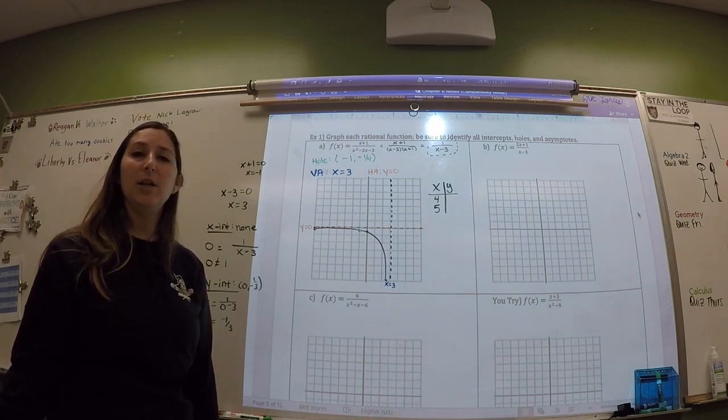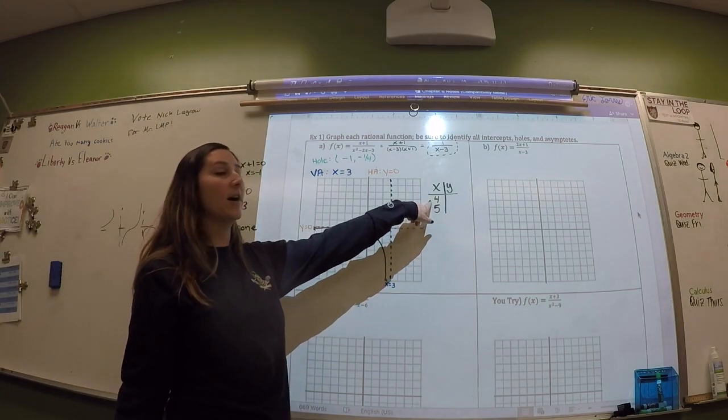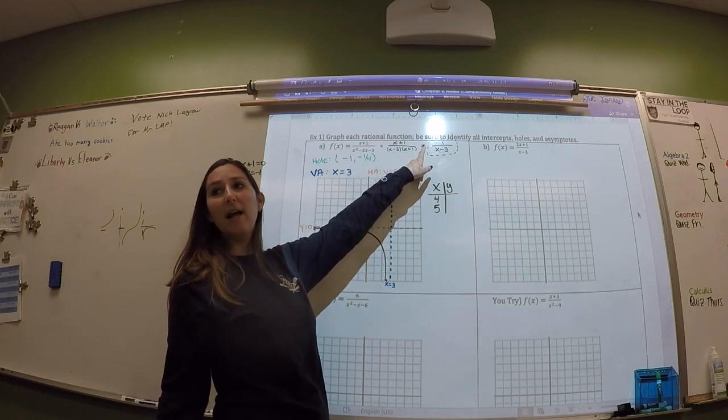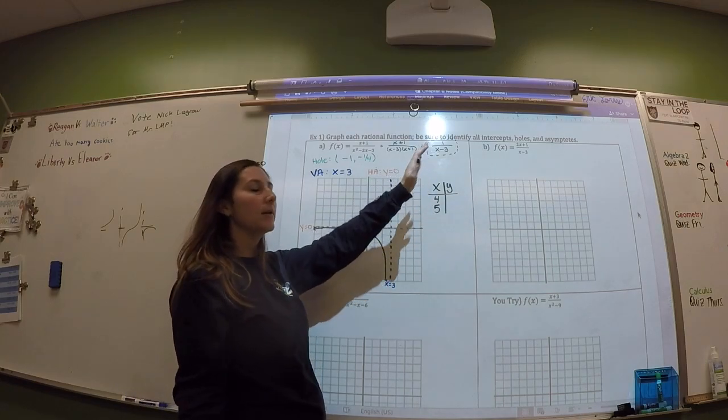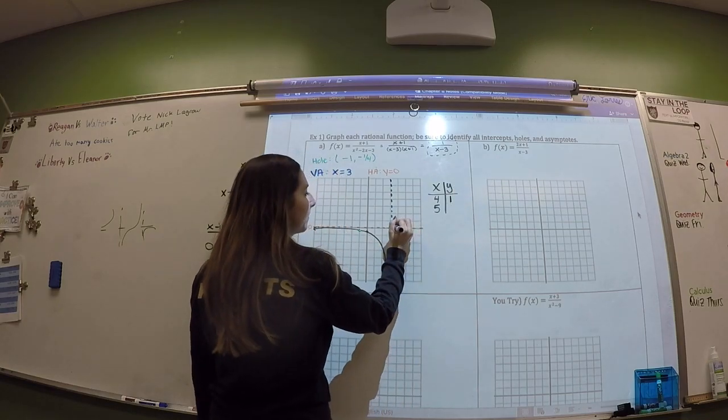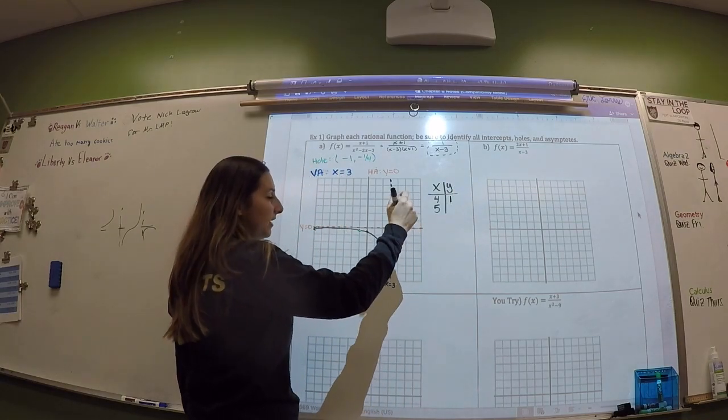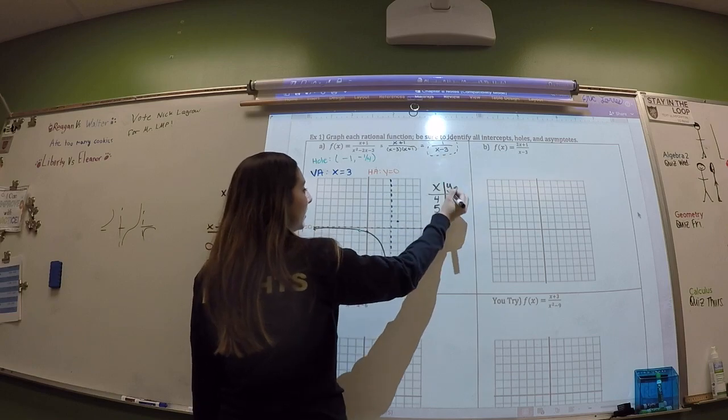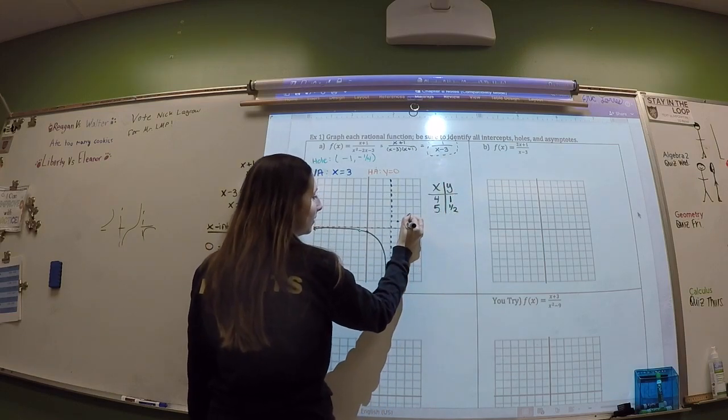Anywho, if I plug 4 into our simplified thing, I get 1 over 4 minus 3, which is 1. And then if I plug in 5, I get a 2 down here, so that's going to be 1 half.